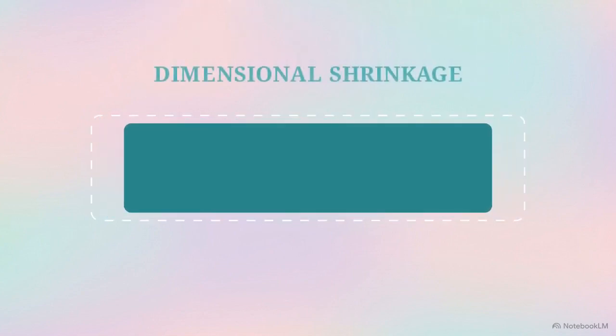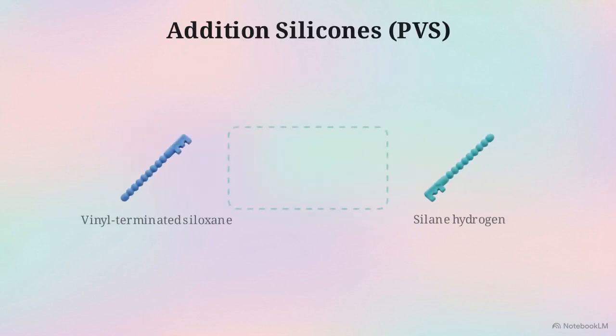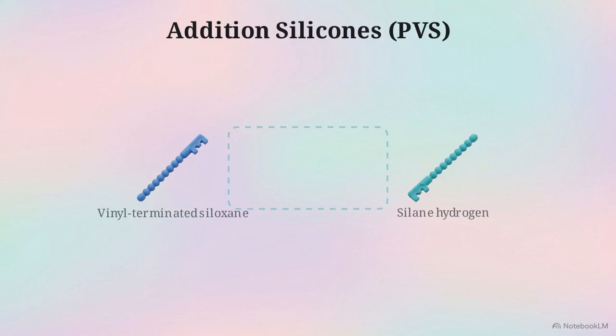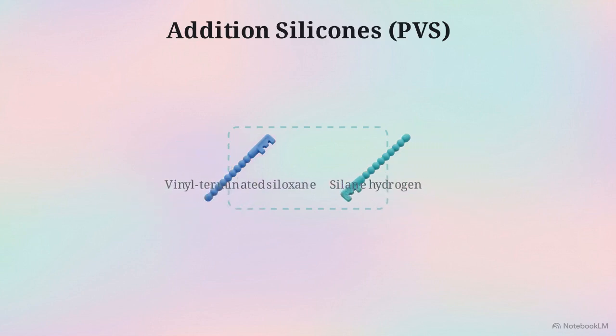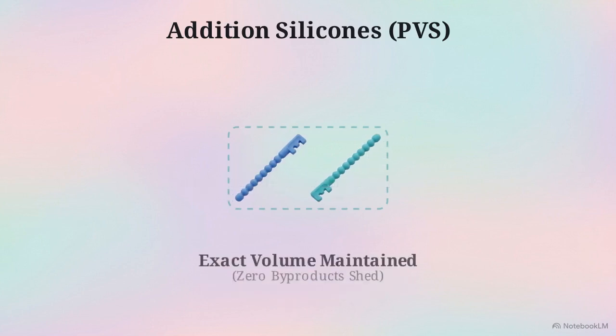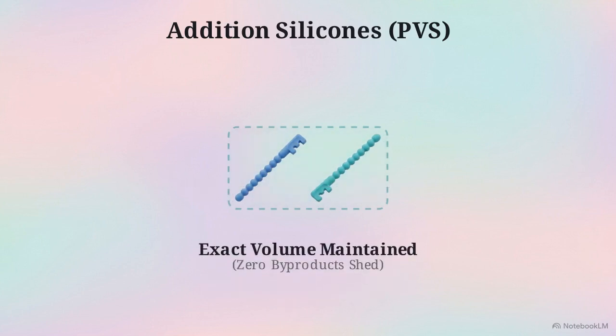This animation demonstrates the byproduct problem. As the shed water and ethyl alcohol molecules inevitably evaporate from the set material over time, the overall impression experiences severe dimensional shrinkage. The breakthrough was addition silicones, or PVS. Vinyl-terminated siloxanes react directly with silane hydrogens, catalyzed by a platinum salt. Because molecules add together without shedding byproducts, PVS maintains exact volume, achieving elite dimensional stability. The occasional release of hydrogen gas is neutralized by adding palladium.